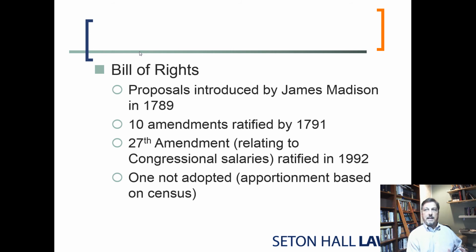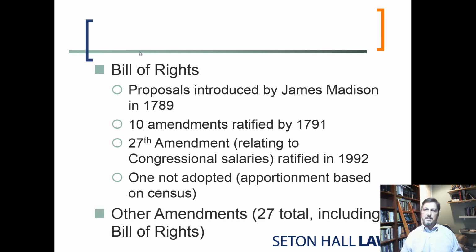There is also one part of the package that Madison introduced that has never been ratified, and that has to do with the apportionment of congressional seats based on a national census. If you've looked at any of this history before, if you were a history major or something, you'll know there were lots of discussions about apportionment and the census and what role it would play. If you take a course in election law, you'll know that there are a lot of issues today about gerrymandering and apportionment, and that's one of the political reasons why that particular amendment was never adopted. And then there are other amendments, and as you see, the 27th is the most recent, so there are 27 amendments in total, including the Bill of Rights. Some of those we'll spend more time talking about than others.